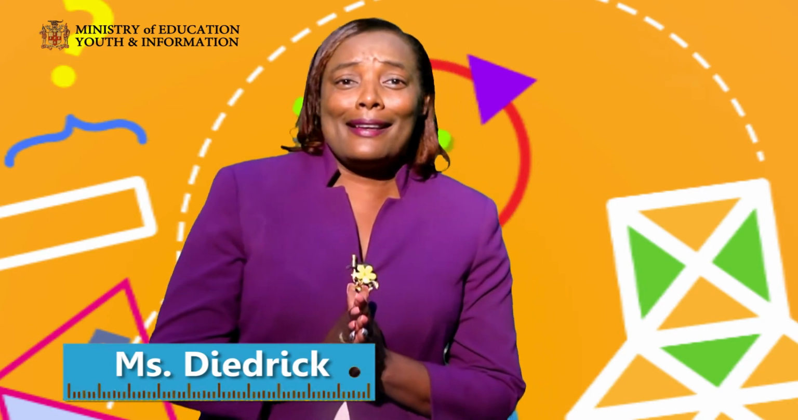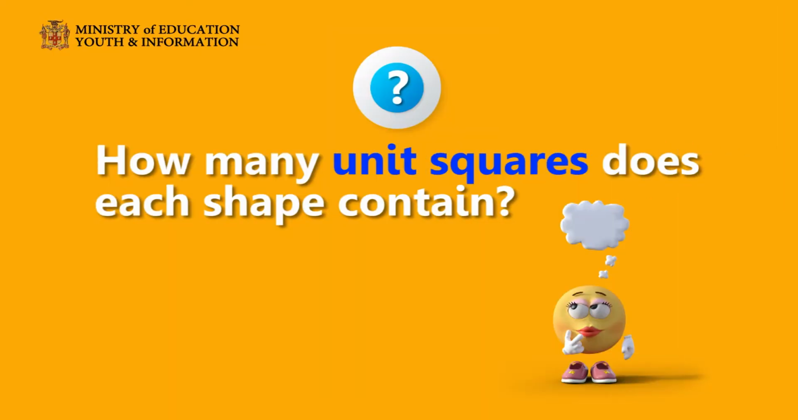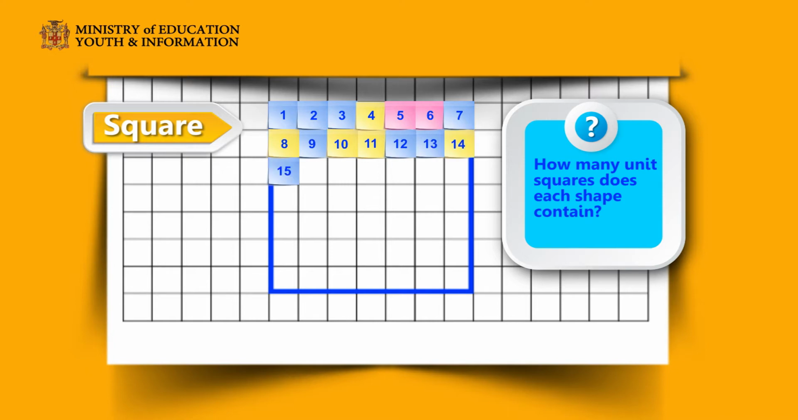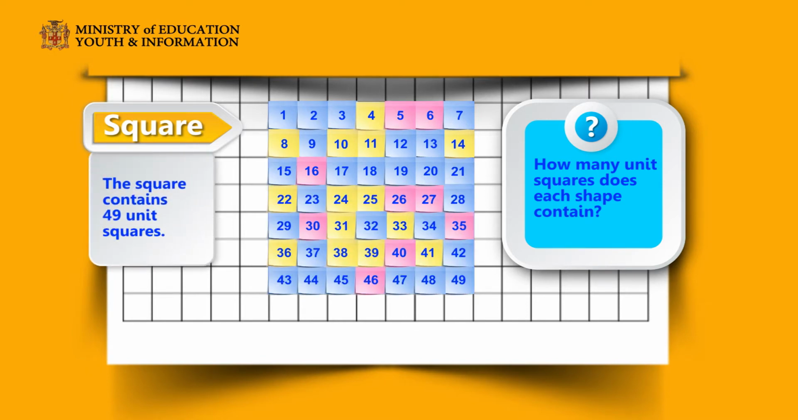Very good. Here are some more questions for you to think about. How many unit squares does each shape contain? Let's see. For the square, it is 1, 2, 3, 4, 5, 6, 7, 8, 9, 10, 11, 12, 13, 14, 15, 16, 17, 18, 19, 20, ... 49. 49 unit squares.